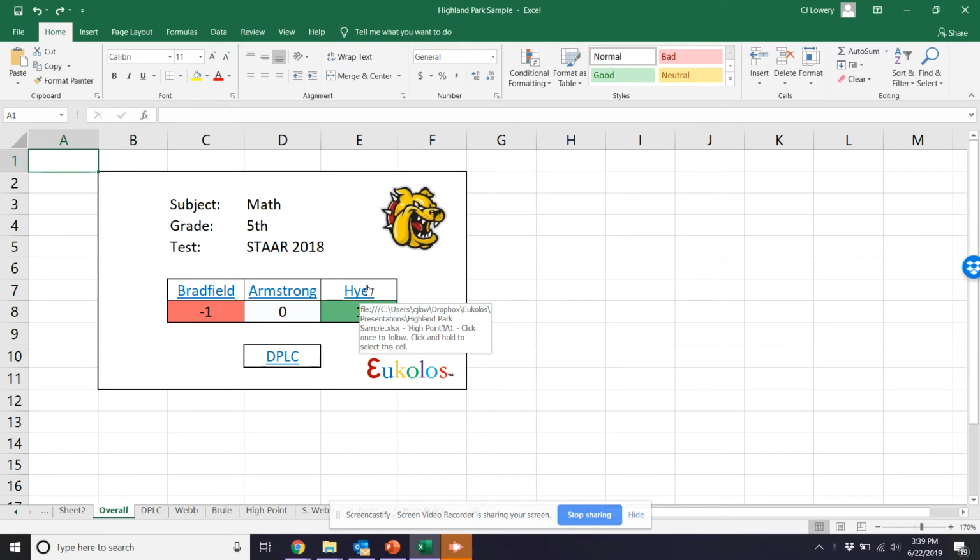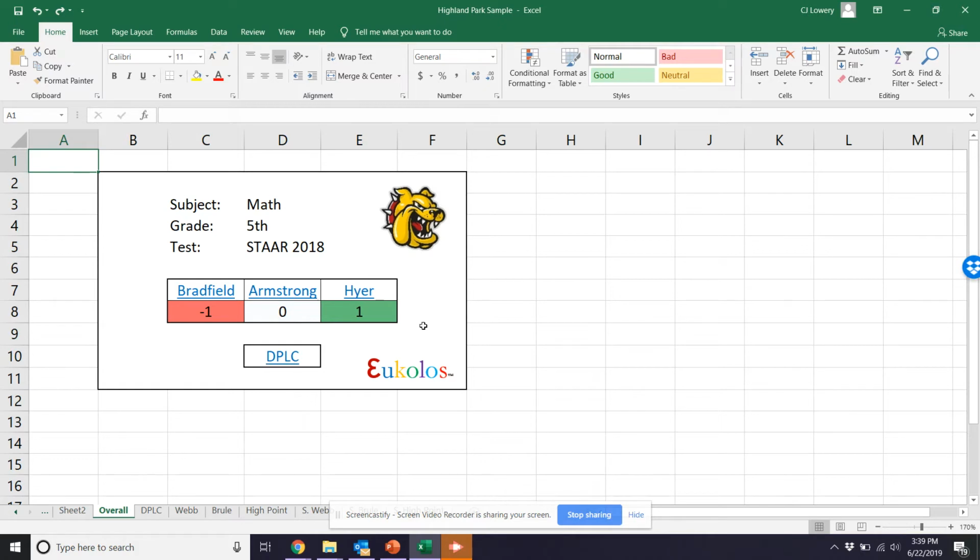But here what we would see is all the 3 different schools within a district, and this is how they did in math, 5th grade, from STAR from 2018. So very quickly, you can see the school that grew their kids the most is higher. Armstrong got what they should. A 0 is good. And Bradfield was a -1.